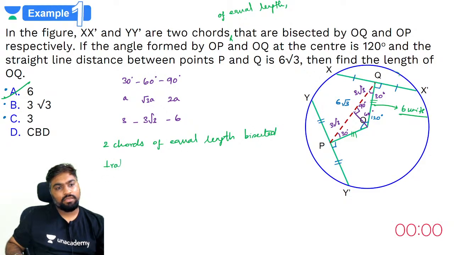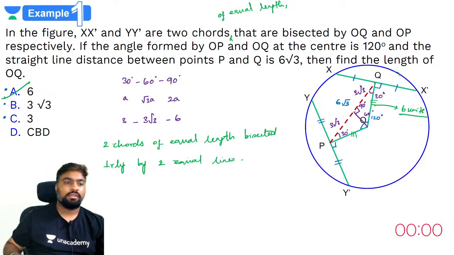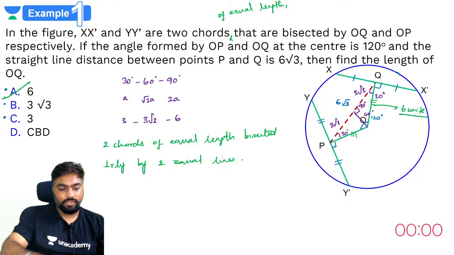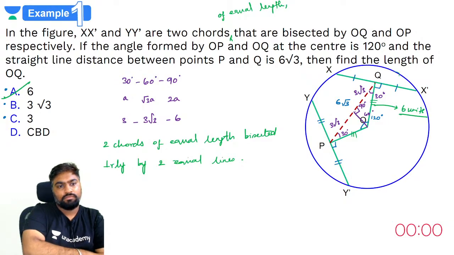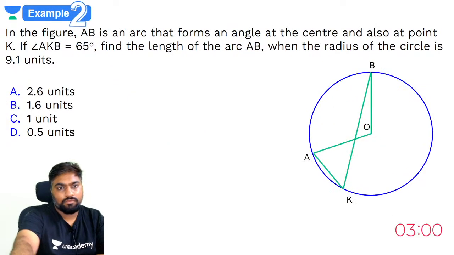Bisected perpendicularly by two lines, the lines will be equal, basically by two equal lines. Yes, two chords of equal length that are bisected perpendicularly by two lines will become equal. Okay? Let's try this.